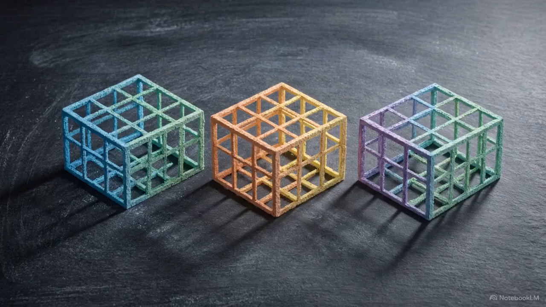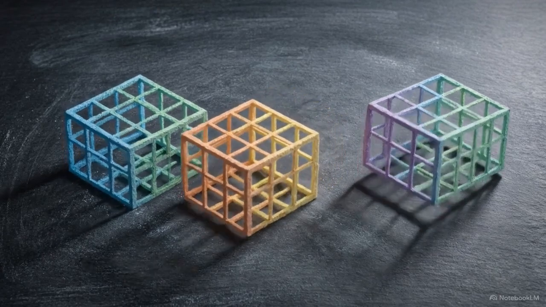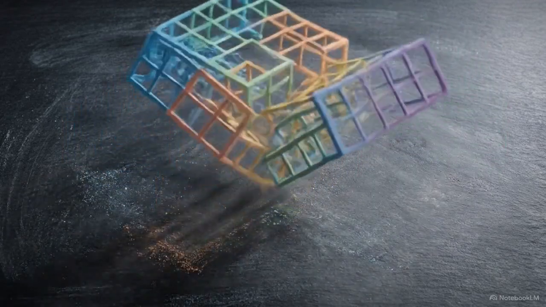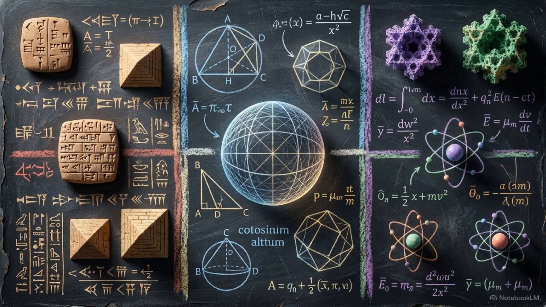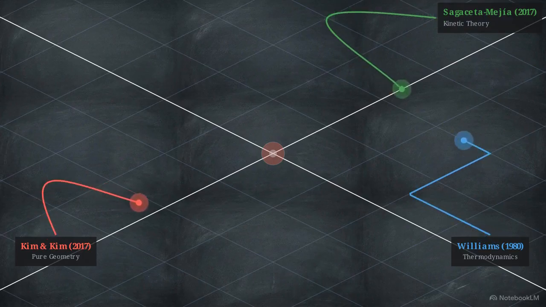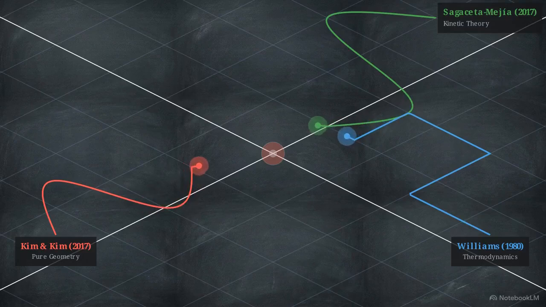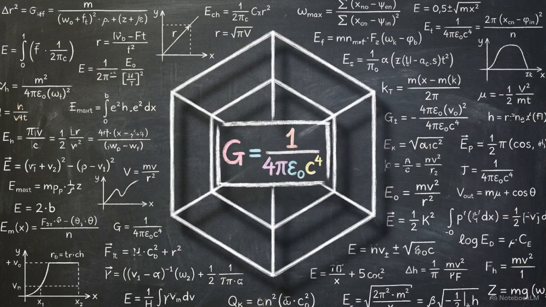The statistical probability of three separate systems producing the exact same algebraic structure by accident is effectively zero. These models were built by disconnected research groups, operating decades apart, with completely different goals. If all three paths lead to the exact same equation linking G and epsilon naught, it provides proof that this connection is a geometric necessity, not a mathematical coincidence.